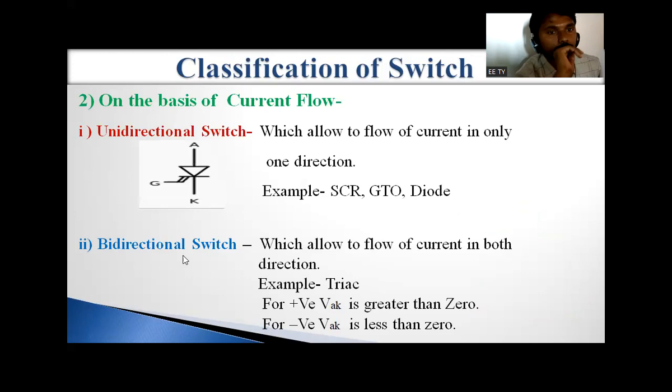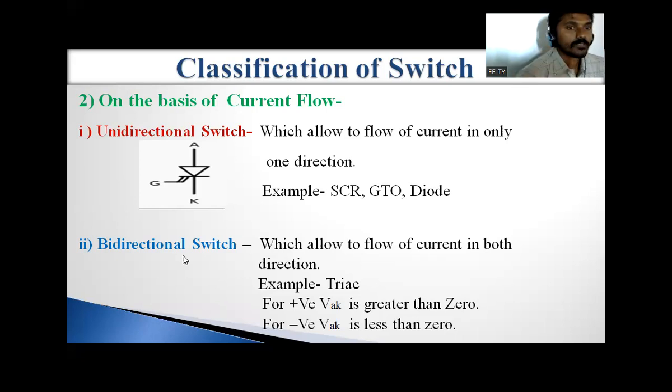Next, based on the flow of current. पहले कौन सा था? Based on the blocking capability of voltage. Now based on the flow of current. In how many ways can we classify the switches? Two types, unidirectional and bidirectional. पहले previous case unipolar and bipolar, but in the case of flow of current, unidirectional and bidirectional. Is it clear?